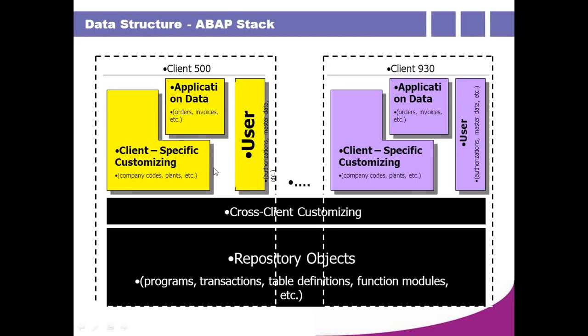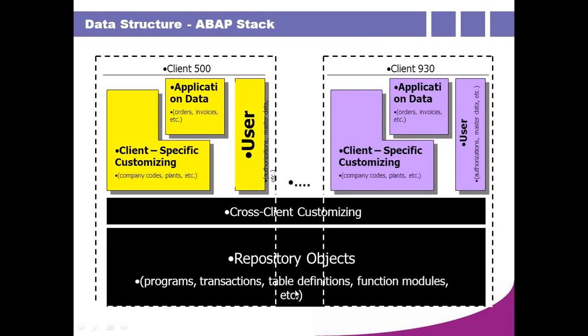Remember, these three are client-dependent or client-specific, but these two are client-independent, or cross-client objects, we can say. What that means is, by sitting here, you can access this client data, but you can't access this client data by sitting here. But the cross-client and repository objects are globally shared to all the clients. That means by sitting here, if you are authorized, you can access this. By sitting here, you can access this, because we have only one repository area.